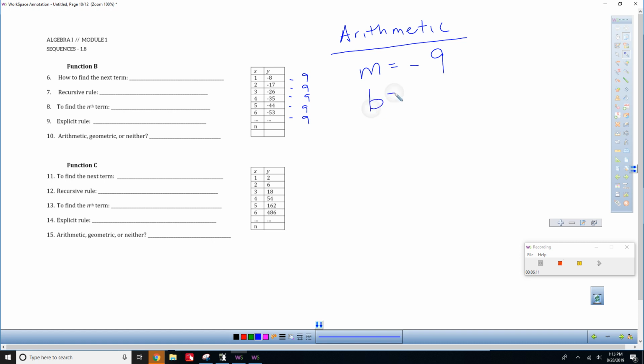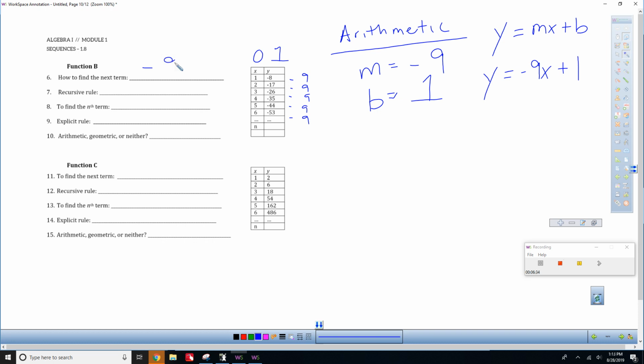The y-intercept, put in a 0. I have to add 9 to get backwards, so the y-intercept is 1. The explicit formula is y equals mx plus b. So this one is going to be y equals -9x plus 1. Now let's start filling things out.